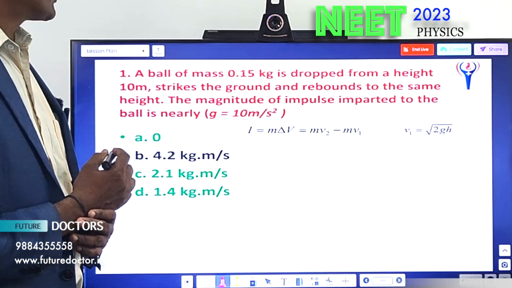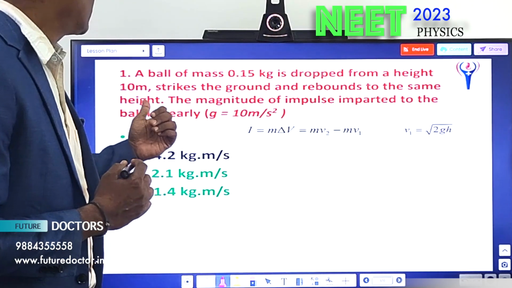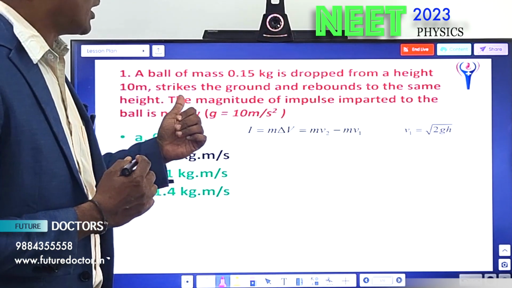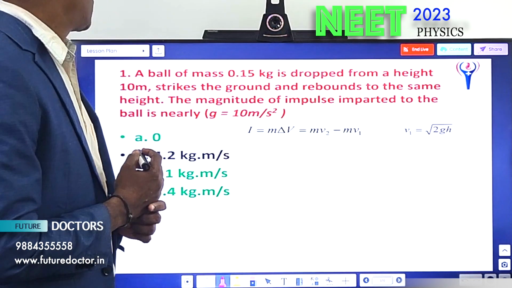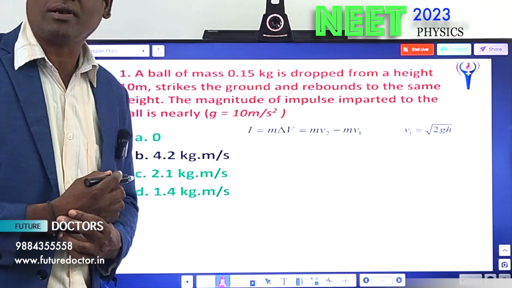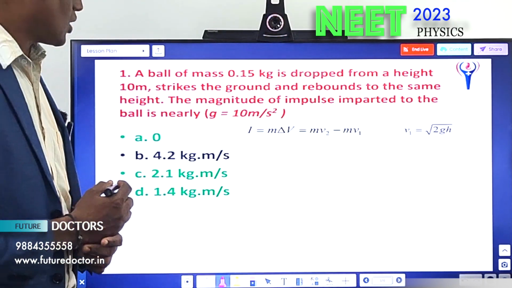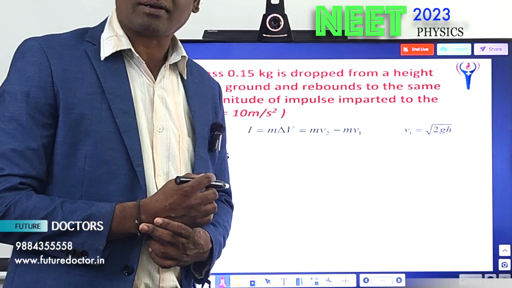A ball of mass 0.15 kilogram is dropped from a height 10 meter, strikes the ground and rebounds to the same height. The magnitude of impulse imparted to the ball is nearly dash. Given g equal to 10 meter per second square. Yes, option B, 4.2 kilogram meter per second is the correct answer.